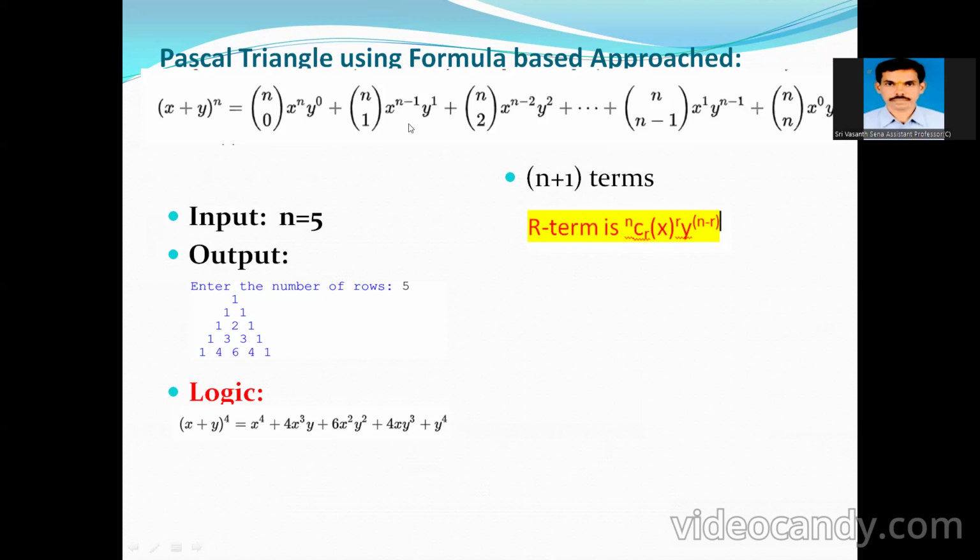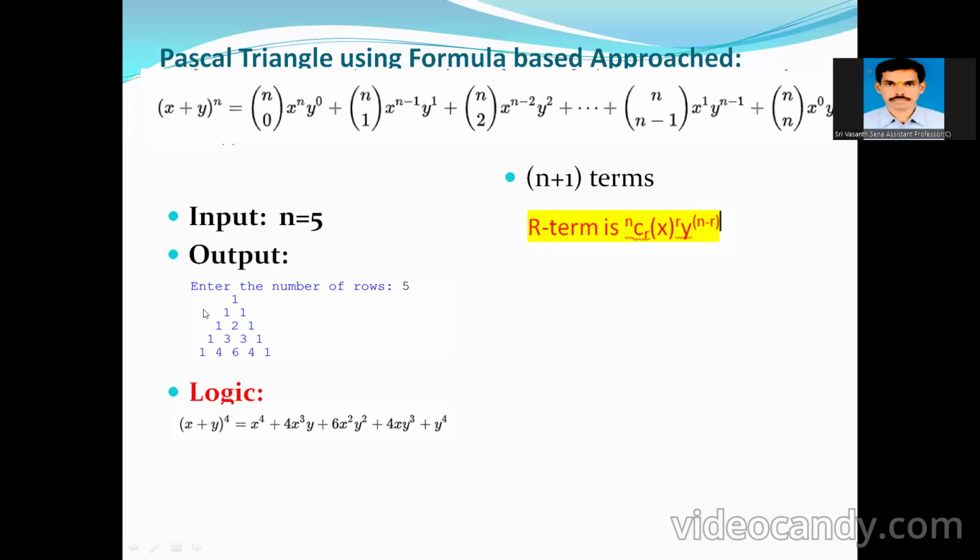In this binomial equation, there will be n plus 1 terms. The sum of the powers of x and y in each term is equal to n, so n minus 1 plus 1 is equal to n. Pascal developed a triangle in order to find the coefficients of the binomial theorem.